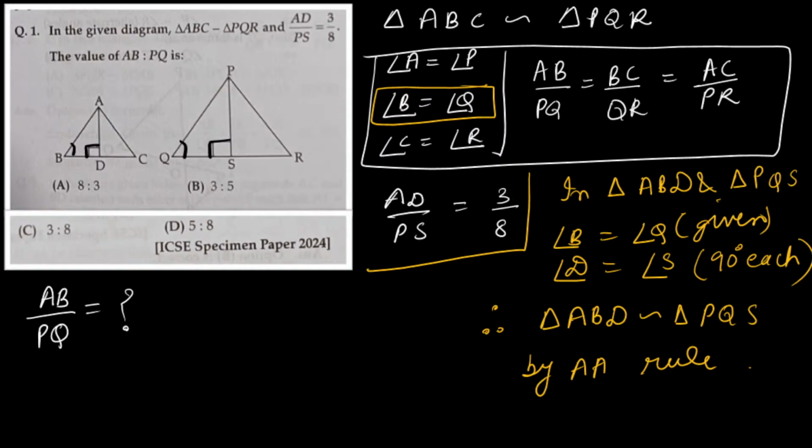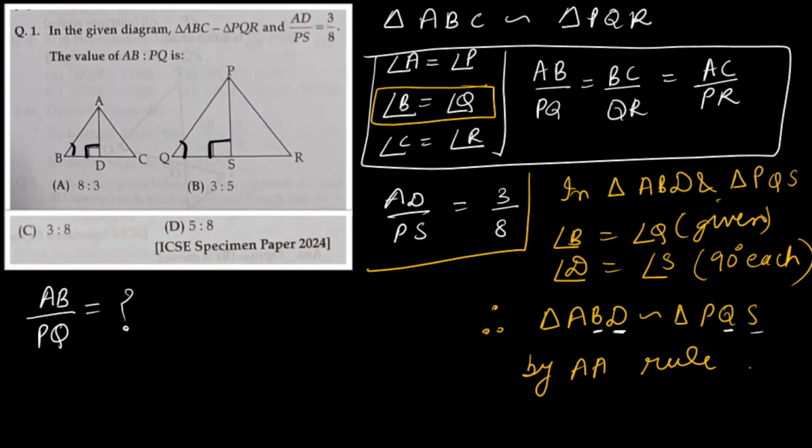Now if these two triangles are similar, I will see whether the names are written correctly. Angle B is equal to angle Q. In the second place here B is written, and at the other side here Q is written. Angle D is equal to angle S. So the names I have written correctly.